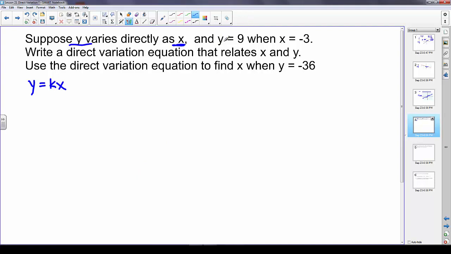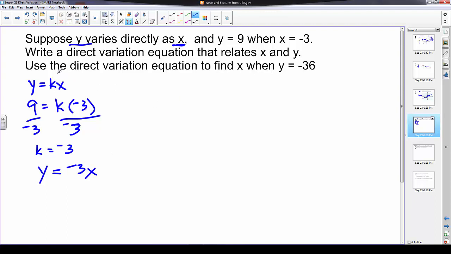So in this case, they give us a value of 9 for y and -3 for x. So I could actually fill that into this equation. Notice I'm missing k. What this will enable me to do is actually find k. So if I were to solve this, I'd divide both sides by -3, and I would get k equals -3. Thus, my direct variation equation is y equals -3x.